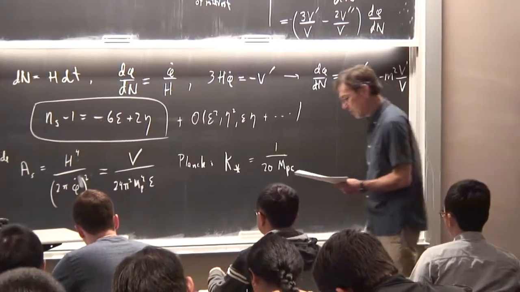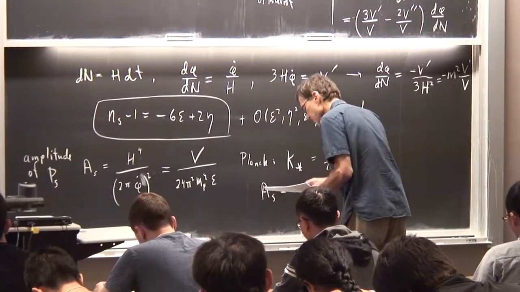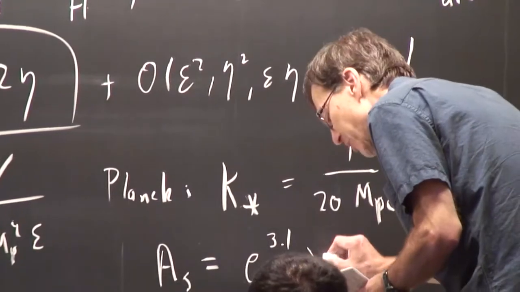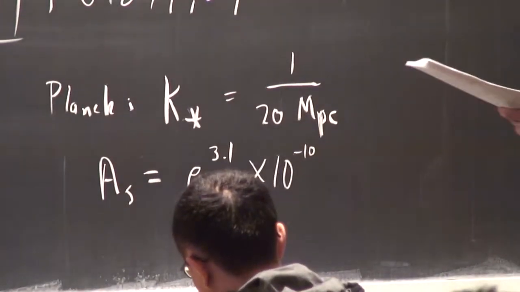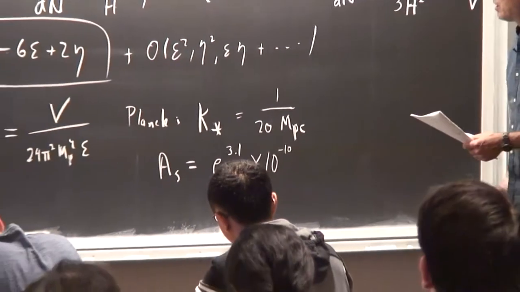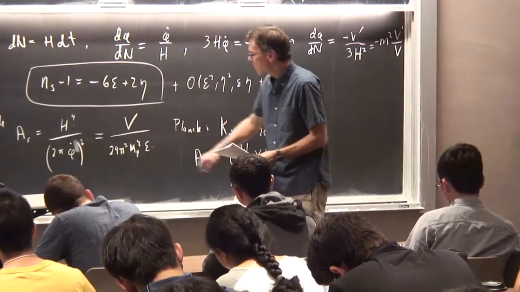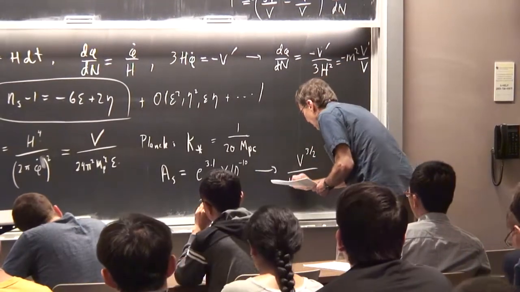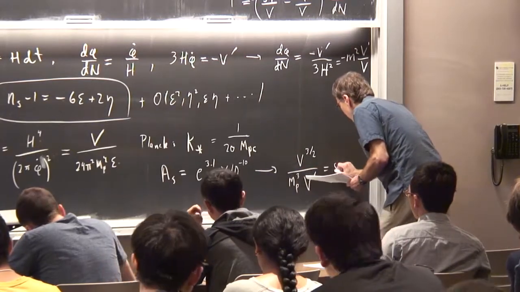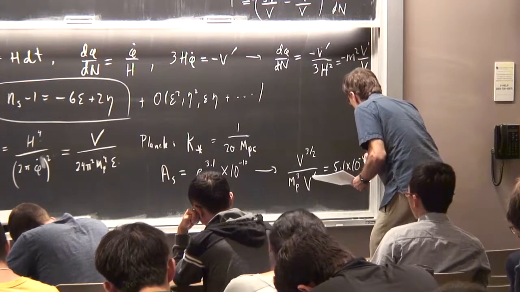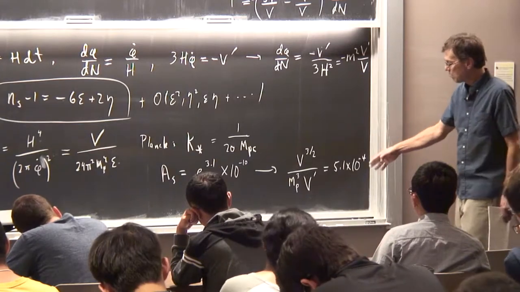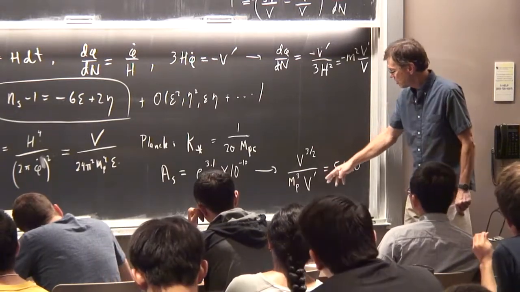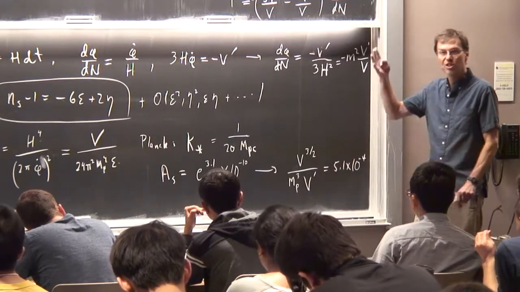And at that scale, they find that the value corresponding to the overall size of the Doppler peaks is, they like to write it as e to the 3.1 times 10 to the minus 10 for some reason. Now, if we write out, again, what's epsilon, then we can relate this more directly to parameters of the potential. So it implies that V to the 3 halves over M Planck cubed V prime is 5.1 times 10 to the minus 4. So this is the other thing you need to impose if you're pitting an inflationary model against the data. And what you see here is that this is going to have some impact on the overall scale of the potential.